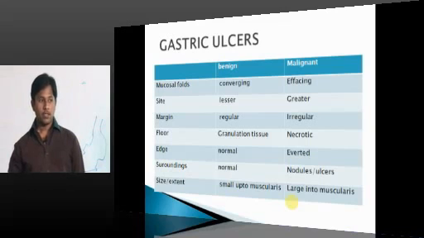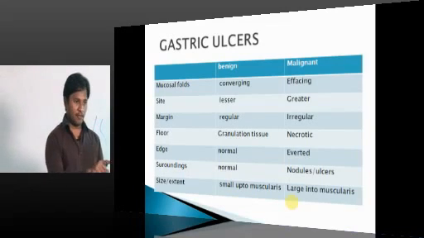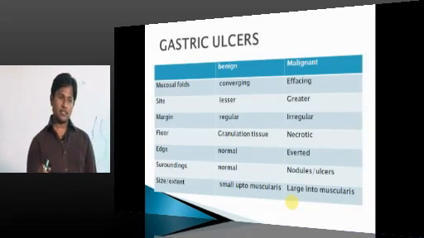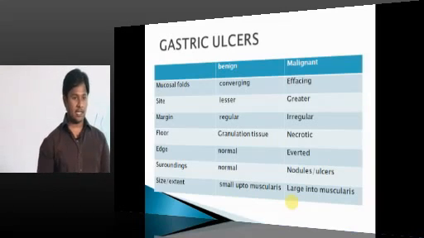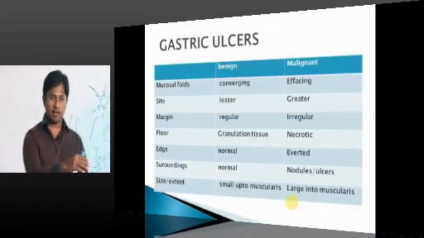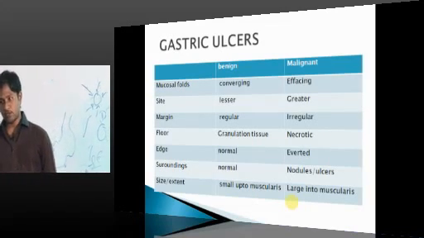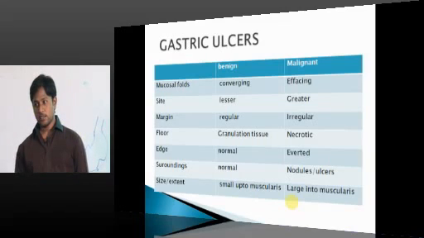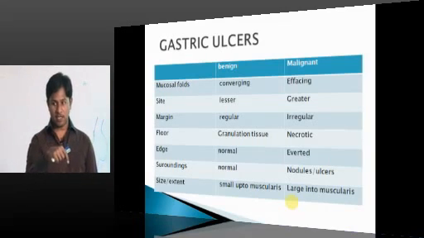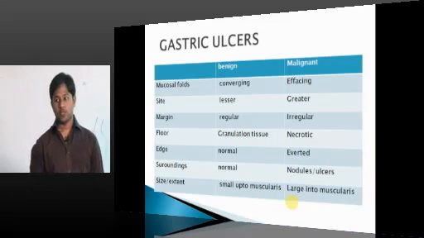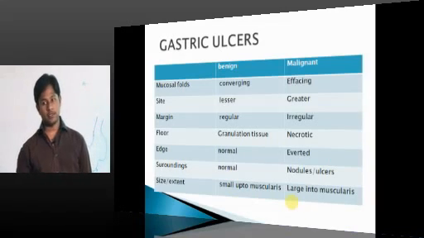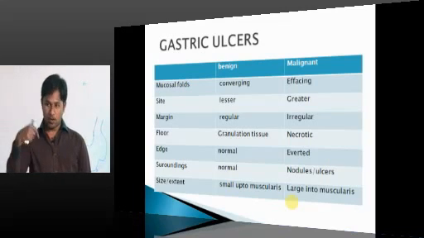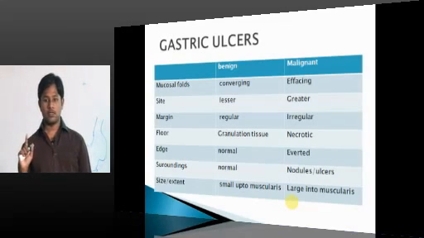Ulcers are common on lesser curvature. Malignant ulcers are also common on lesser curvature. Ulcers are less common on greater curvature. But the ulcers that are present on greater curvature have more malignant transformation. So if you suspect an ulcer on lesser curvature, it might be benign. If you suspect an ulcer on greater curvature, it is most likely to be malignant. But malignant ulcers are more common on lesser curvature only.